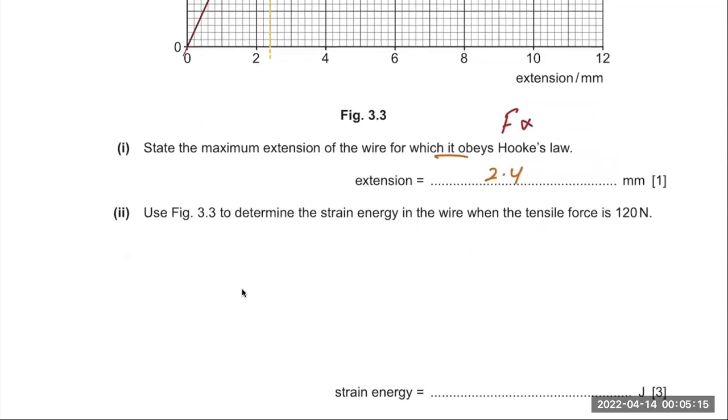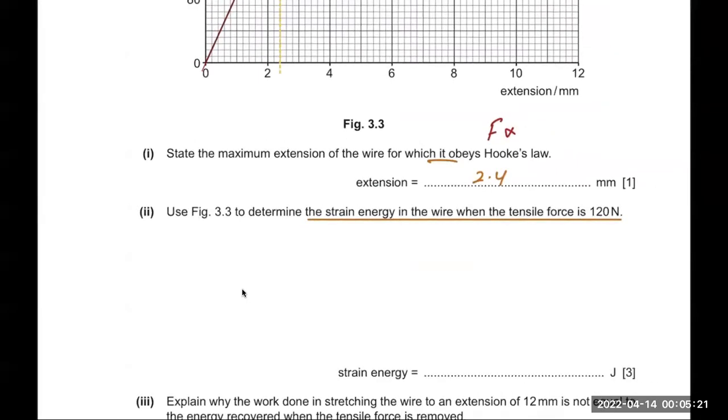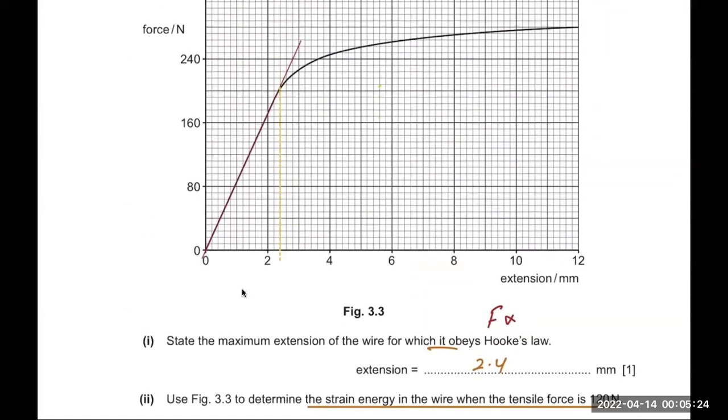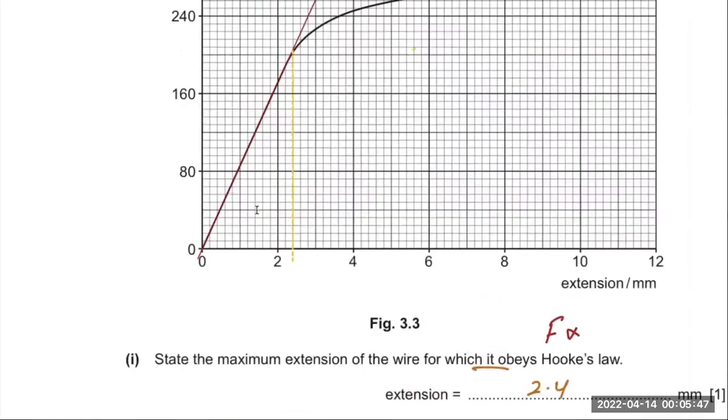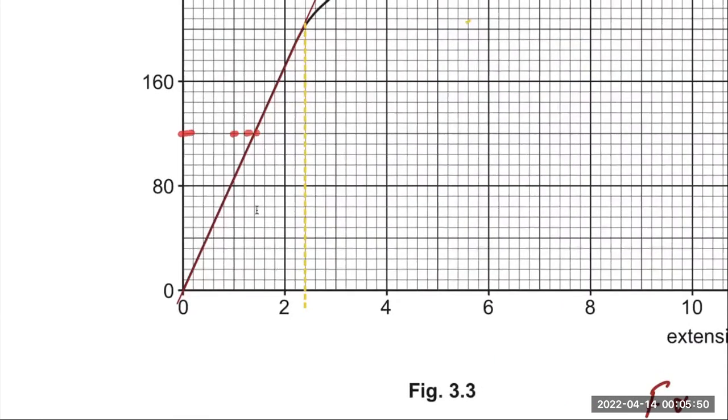On figure 3.3, use figure 3.3 to determine the strain energy in the wire when the tensile force is 120 Newton. Now for a force extension graph, the area under the graph represents energy. So you need to find out the area under the graph. So for a force of 120, this here is the force of 120 Newtons. And this here is the extension.